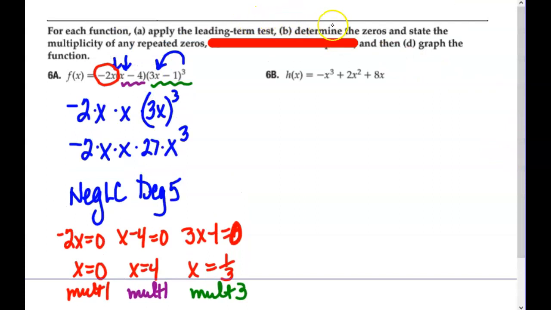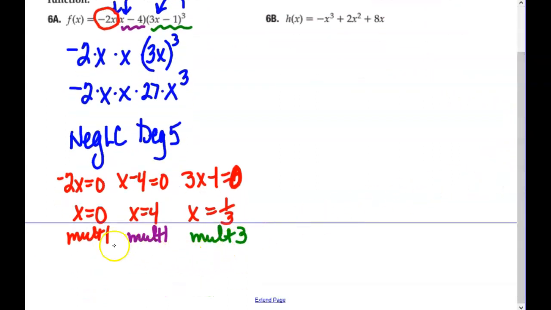All right, what did we do so far? We did part A, part B, and then it says draw a rough sketch. Degree 5, leading coefficient negative. Odd degree means the ends are going opposite directions. But where's the negative going to tell us it starts? Yeah, from the top down. It's going to be doing something like this, okay?